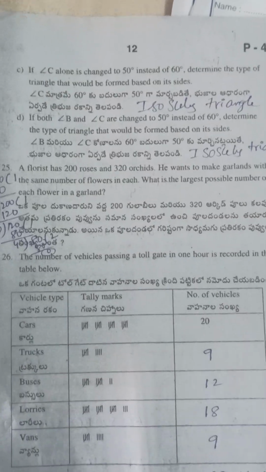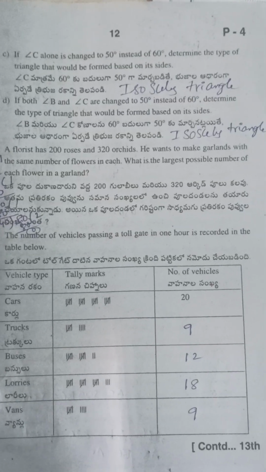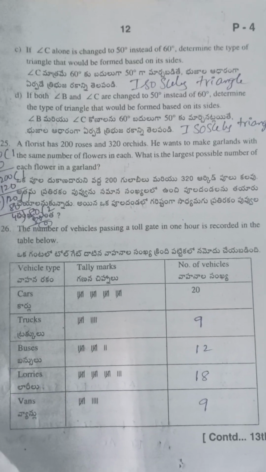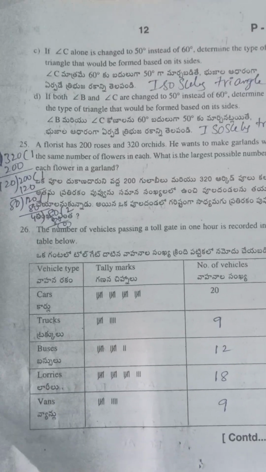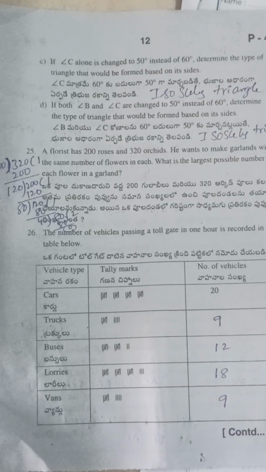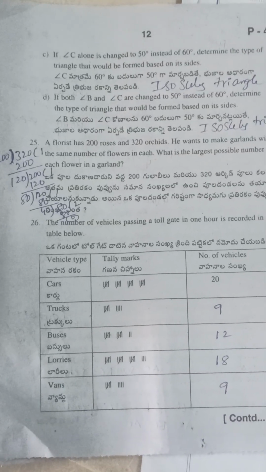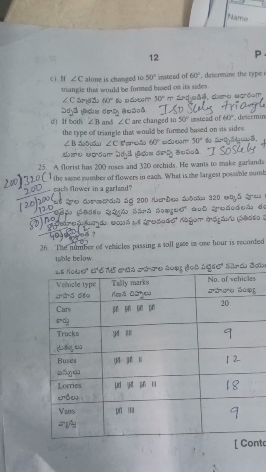Next, if angle C alone is changed to 50 instead of 60, determine the type of triangle that would be formed based on the sides. It is an isosceles triangle. Next, if both A, B and C are changed to 50 instead of 60, determine the triangle. Isosceles triangle.